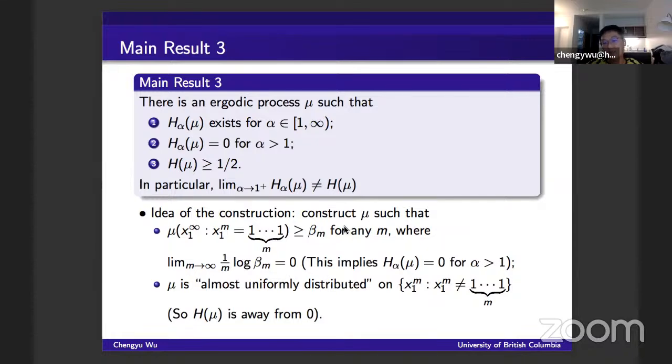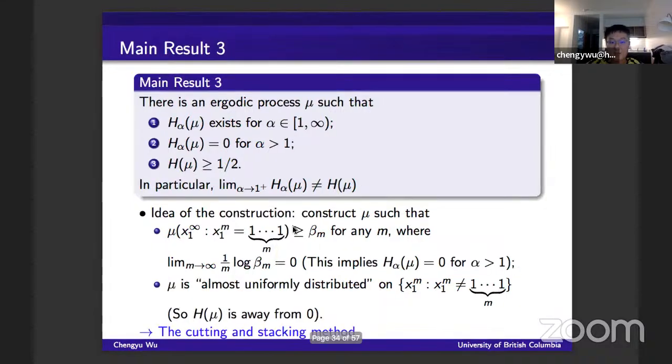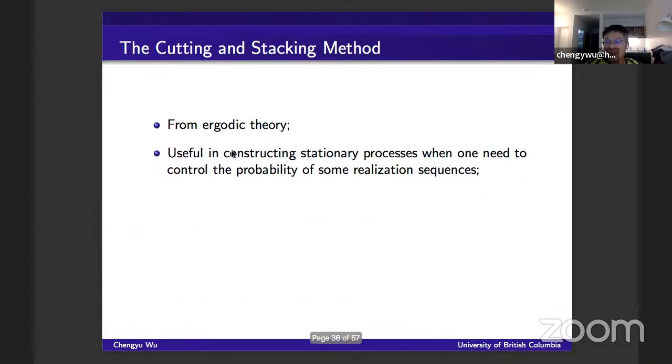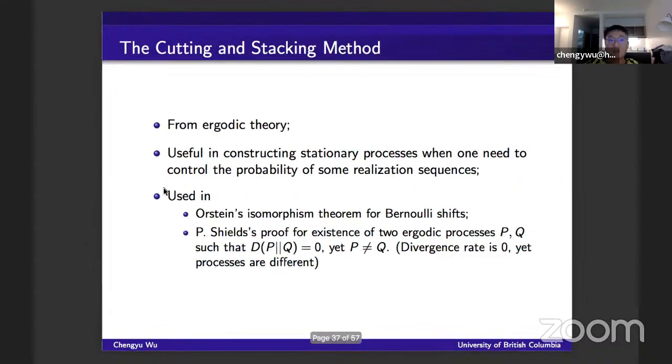And the way of constructing a process to satisfy these two conditions is the so-called cutting and stacking method. This method is indeed from ergodic theory, and it is very useful in constructing stationary processes when you want to control some probabilities. Some applications of this method, both from ergodic theory: the first one is that Ornstein used this method to prove the celebrated Ornstein isomorphism theorem for Bernoulli shifts, which shows that two Bernoulli shifts with the same entropy are isomorphic. And Paul Shields also used this method to construct various interesting counterexamples. One of these examples shows that there exist two ergodic processes such that their divergence rate equals 0, but they are different.